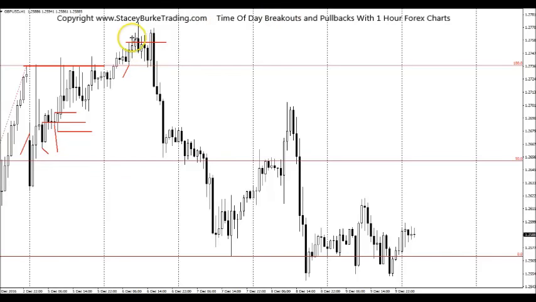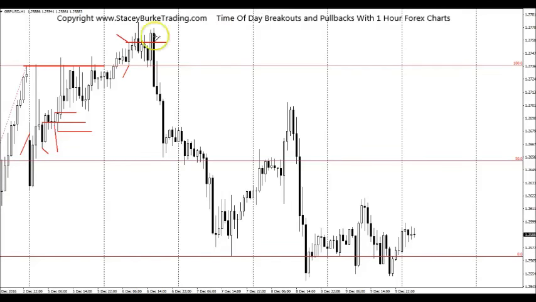Okay, so we've got our Asia open, we've got a breakout. Breakout traders may have positioned themselves in here. We've got this strong bear candle showing up at 5 a.m. New York time.